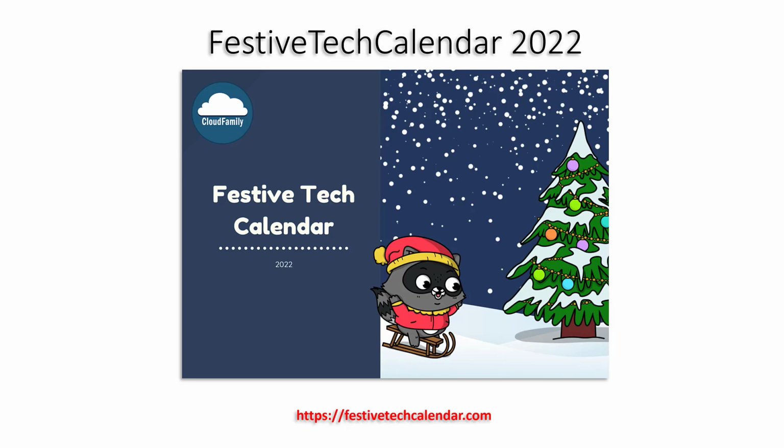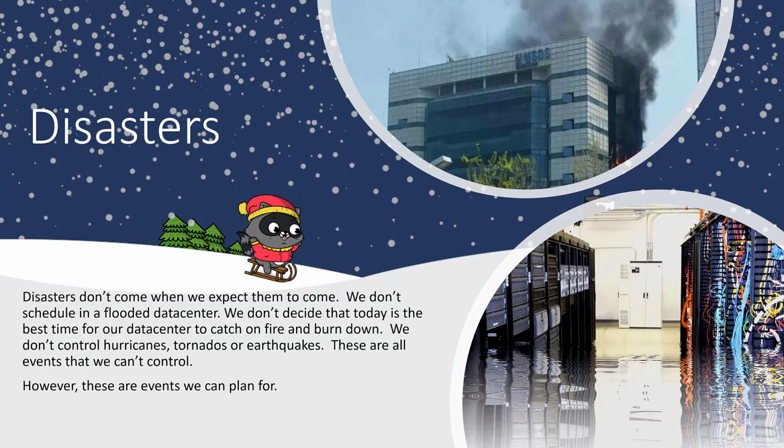Okay, so let's talk about disasters. Disasters don't come when we expect them to come. We don't schedule a flooded data center. We don't decide that today is the best time for our data center to catch on fire and burn down to the ground. We don't control the hurricanes, tornadoes, or earthquakes. These are all events that we can't control. However, there are events that we could plan for.